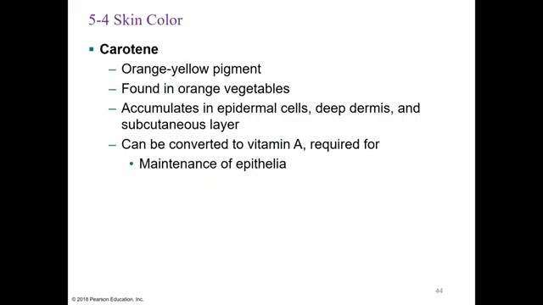And in fair-skinned people, if we get a whole lot of carotene, like you go crazy on sweet potatoes, way more than normal, then your skin can actually take on an orange-yellow hue in certain areas, and it can be very apparent. Carotene can also be converted to vitamin A, which is required for maintenance of your epithelia.